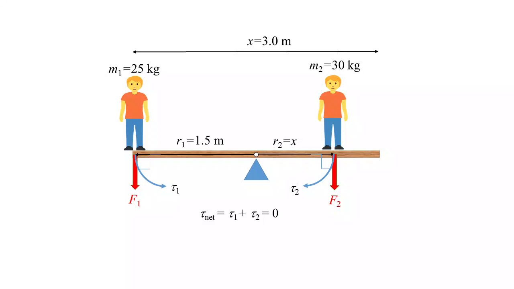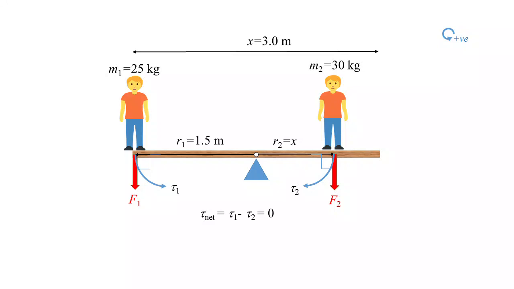This means that the clockwise torque from the right child must be equal to the counterclockwise torque produced by the left child. Again, let's take the counterclockwise direction to be positive, so that tau 1 is positive and tau 2 is negative.